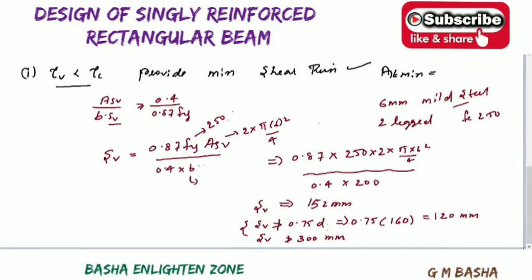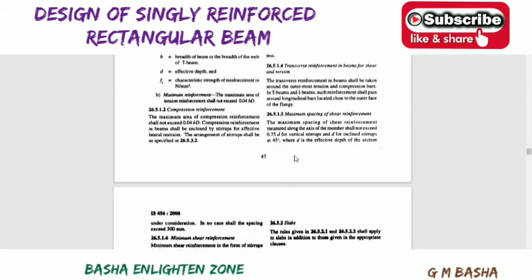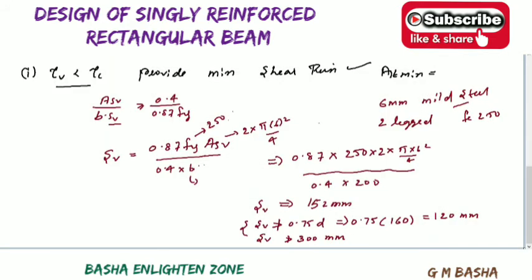Sv should not be greater than 0.75 times d, and Sv should not be greater than 300 mm. So it is better to write down those two things also: maximum spacing of shear reinforcement.